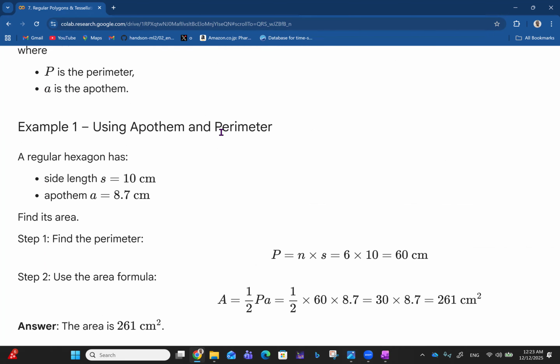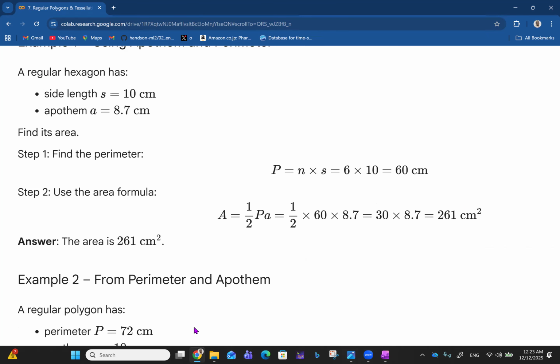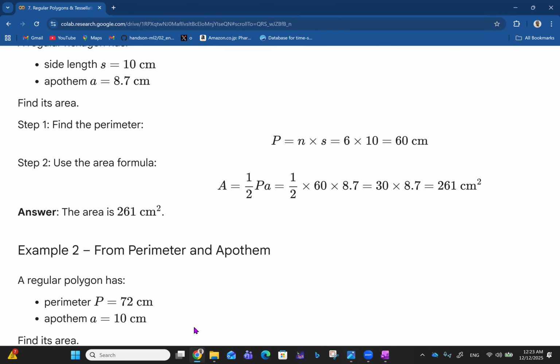So here, using apothem and perimeter: a regular hexagon has side length S of 10 cm and apothem 8.7 cm. Find its area. First of all, to find the area, you need the perimeter and the apothem. To find the perimeter, you take the number of sides times the side length. For a hexagon, the number of sides is 6 and the side length is 10, so the perimeter is 60 cm. The area formula is half times perimeter times apothem, so half times 60 times 8.7. If you do that, you get 261 centimeters squared. So the area is 261 centimeters squared.